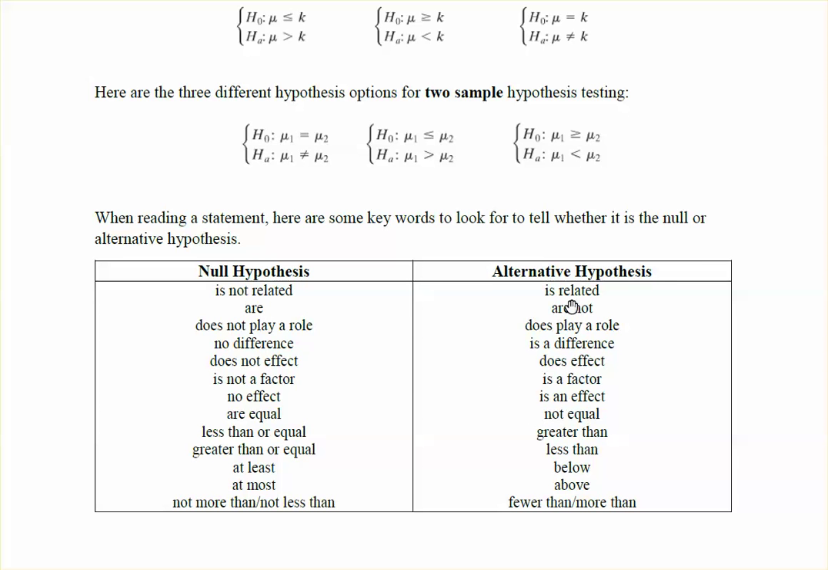So for example, if you've got a null hypothesis that says two things are equal, if you need to state the alternative, you would say that they're not equal. So that's just are equal, are not equal. Now you can't mix and match.